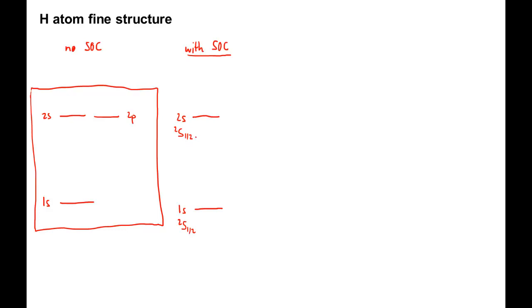Now, in the 2p states, the electron has orbital angular momentum, L equals 1. When combined with the spin angular momentum, we get the total angular momentum J. In terms of quantum numbers, J equals L plus or minus 1/2, where 1/2 stems from the quantum number S. So the total angular momentum quantum number J can be 1/2 or 3/2 if L equals 1.